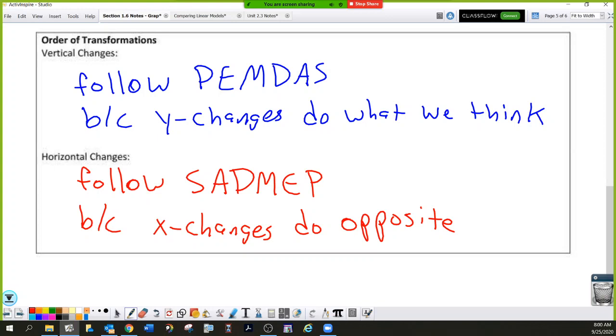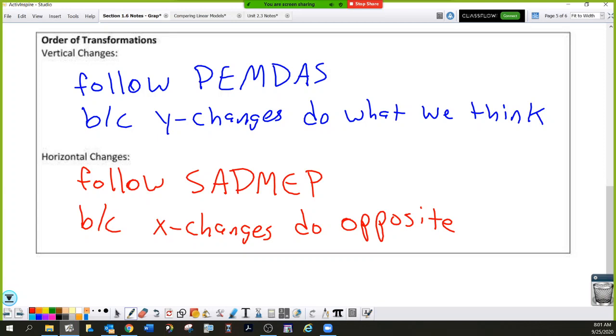You can do the horizontal changes first or the vertical changes first, or you could go back and forth, vertical, horizontal. It doesn't matter, because vertical changes never affect the x's and horizontal changes never affect the y's. The only thing that matters is that the order of your y's follows the order of operations. The order of your x's does the order of operations backwards.